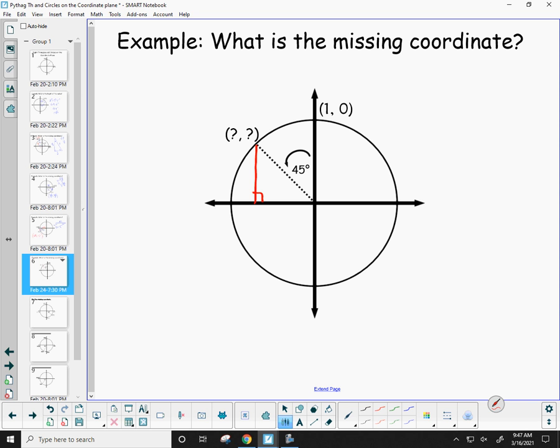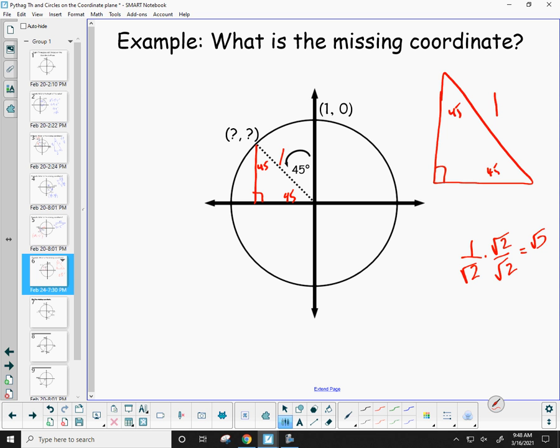So I'm going to drop my vertical line. I've created a 45-45-90 triangle here. This time, the length of my radius is 1. So my hypotenuse here has to be 1. So I got to think about that 45-45-90. My hypotenuse is 1, so I need to find my lengths. I'm going to go smaller, so I got to divide by a radical 2. So I need 1 divided by a radical 2, which means I got to rationalize my denominator. I end up with radical 2 over 2 for both of my legs.